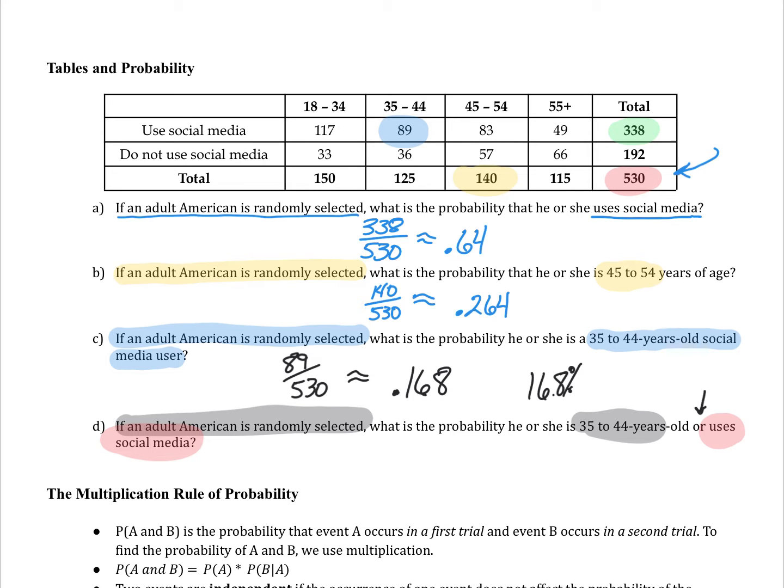What is the probability he or she is 35 to 44 years old? Well, 35 to 44 years old is 125, so we will take our 125 out of the 530. And then we're going to look at our or a social media user. Our social media users are 338, so we're going to add those to our list: 338 out of 530.